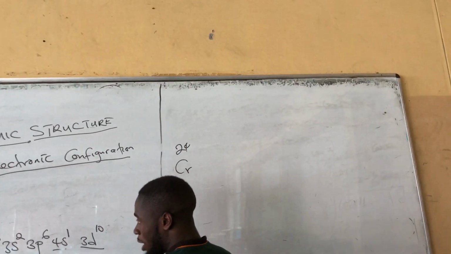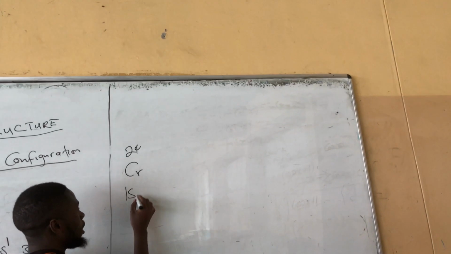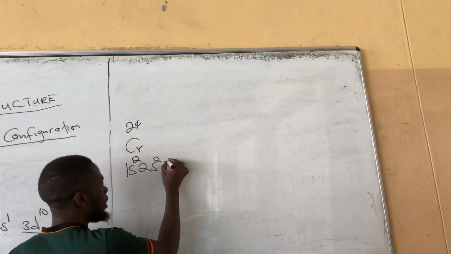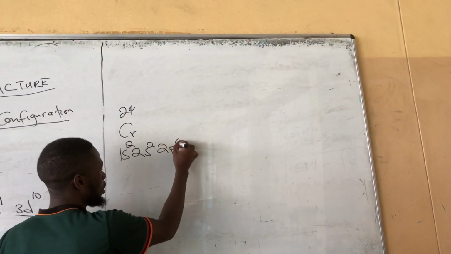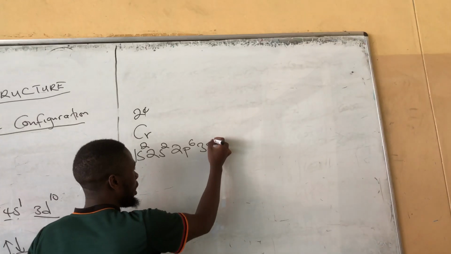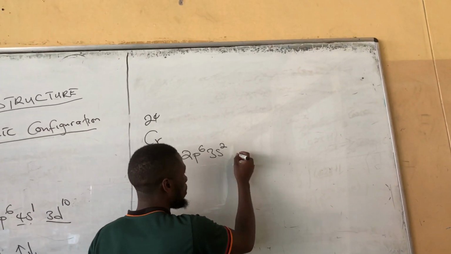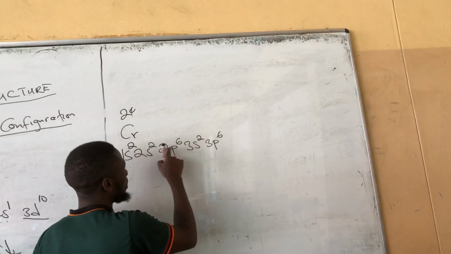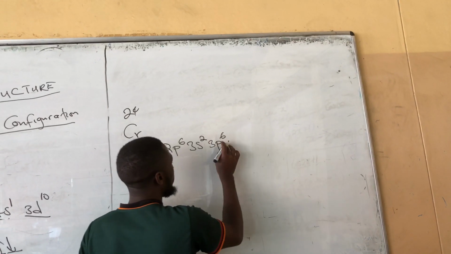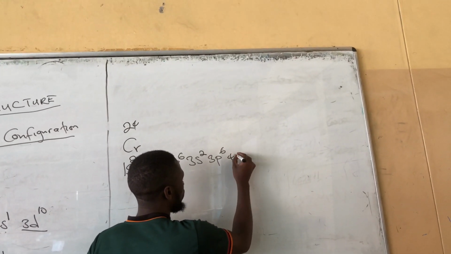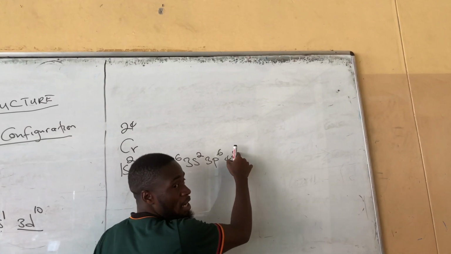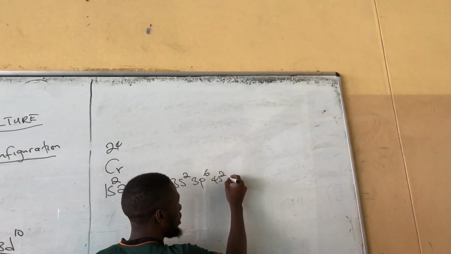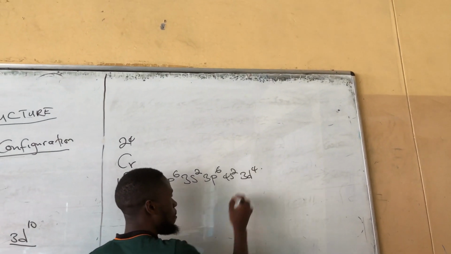Chromium has 24 electrons. Let's start with 1s², 2s², then from 2s you go to 2p⁶, then from 2p to 3s², and from 3s to 3p⁶. This is 18. Then from 3p we go to 4s², which makes 20. Then we remain with 4. Then we go to 3d⁴.